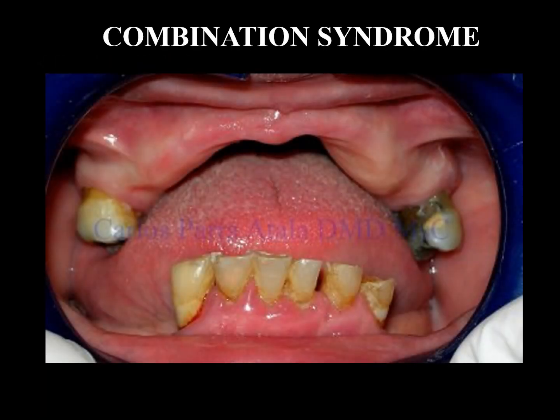So one of the most common problems with your single complete denture is the occurrence of this syndrome called combination syndrome. So this question can come as a short note, very frequently repeated. The other name for this syndrome is also Kelly's syndrome.